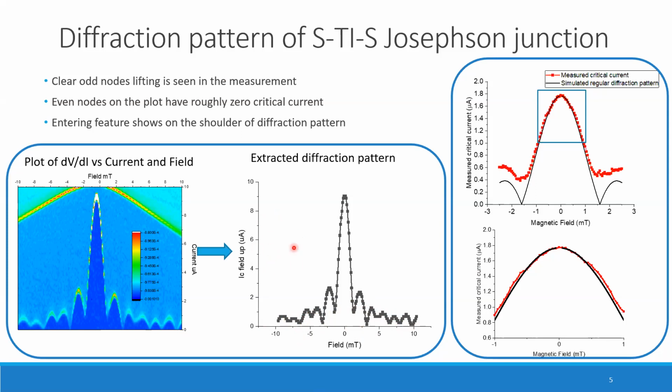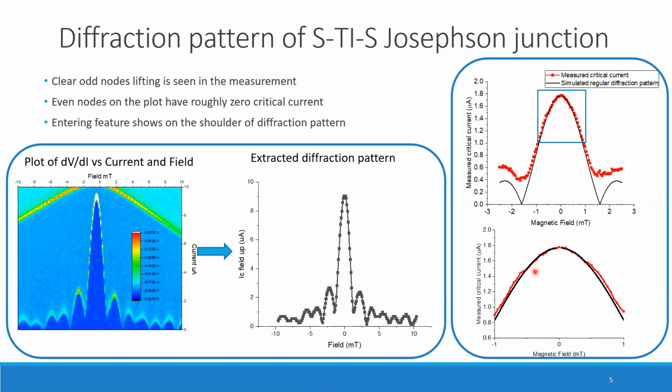And for the anomalous feature predicted by our model, we have done another measurement, and the diffraction pattern of the junction is plotted as a red curve here. We also plot a black curve here, which is a regular diffraction pattern due to the sine phi current phase relation. If we zoom in on the shoulder of the diffraction pattern, we get the bottom picture here. So basically at zero field, the diffraction pattern follows the regular shape of the sine phi current phase relation.